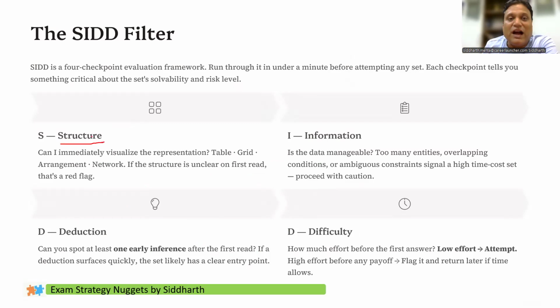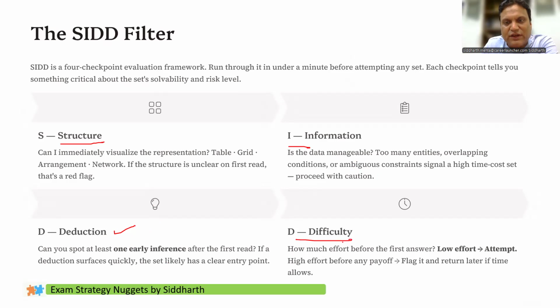So S stands for structure. After reading the question, can you visualize how the table can be drawn, how the data can be arranged? Second is information. Is the data manageable? Are there too many entities given? Are there ambiguous statements given? Proceed with caution. This is the most important, as I said. D stands for deduction. After reading the entire set, can you deduce one extra thing that is not given in the question? If you can do that, that is the entry point of the question. Identifying the entry point is very, very important.